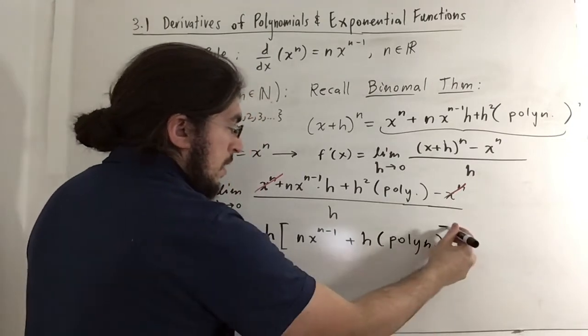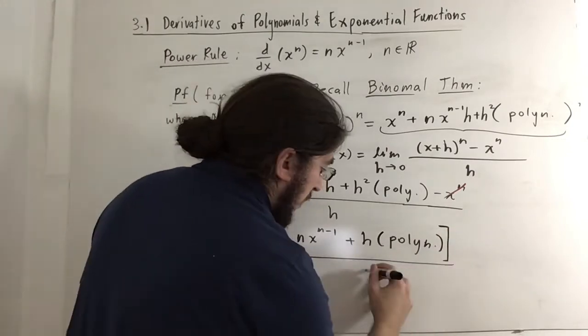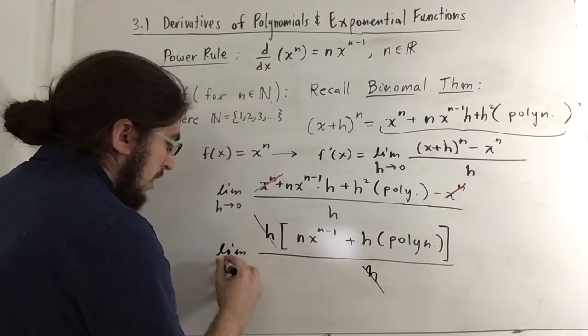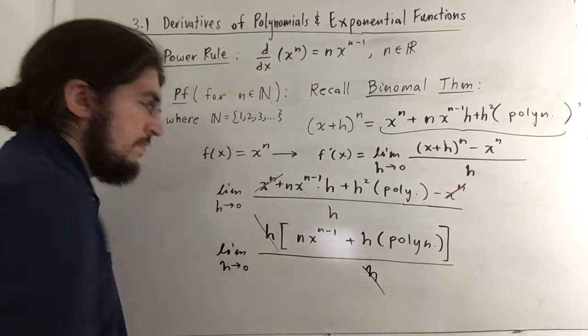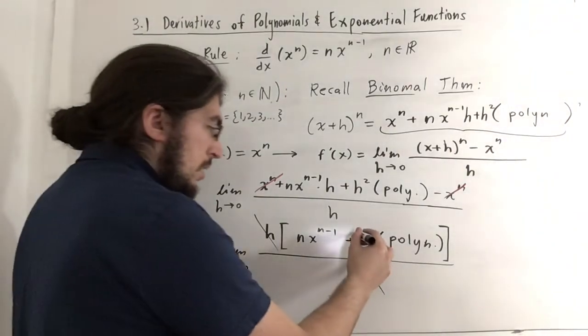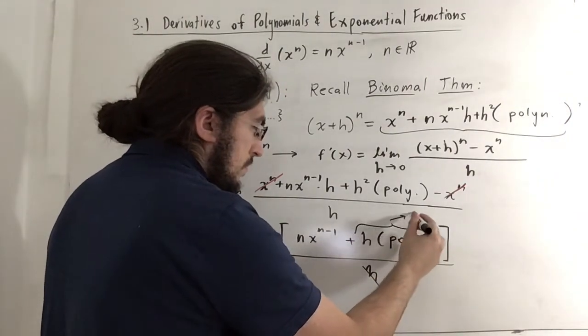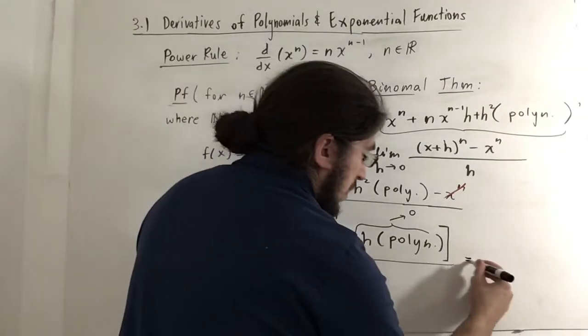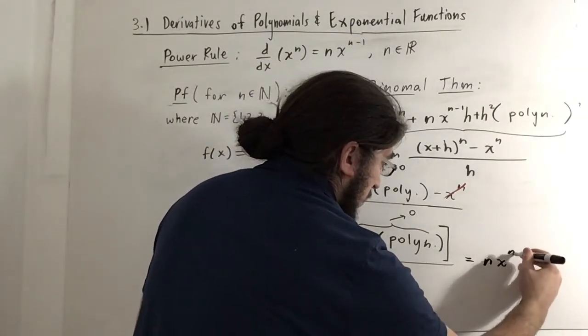Okay? All over h, the h's finally cancel. Then, taking the limit as h goes to 0, well, this guy is going to approach 0 in the limit. So all we're left with really is this, which is exactly what we were trying to prove.